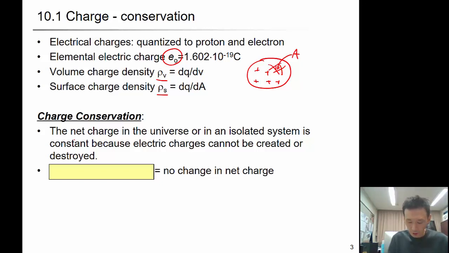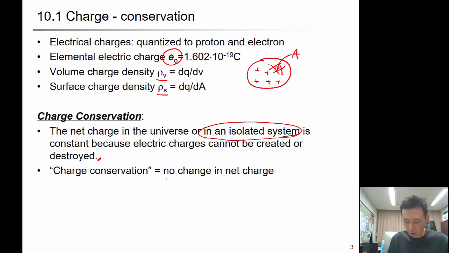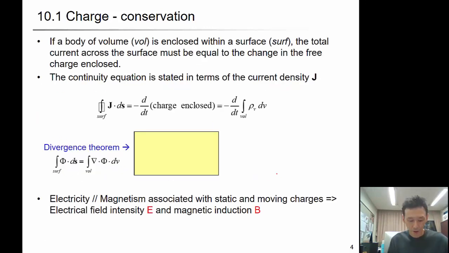And this charge is constant because electric charges cannot be created or destroyed. So the electrons or the protons cannot be destroyed or created. Charge conservation means that if you have a certain isolated system like this, there's no change in net charge. If a body of volume is enclosed within a surface, the total current across the surface must be equal to the change in the free charge enclosed.